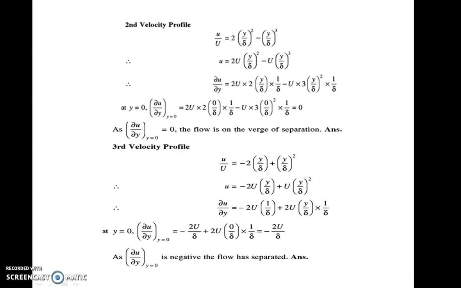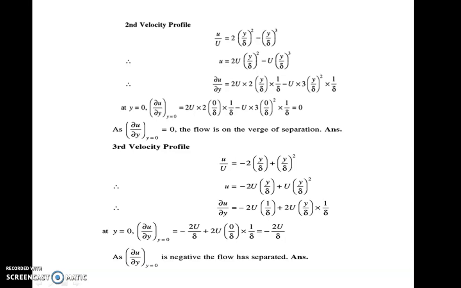But the third profile is showing you that the value of dU/dy at y equal to 0 is coming minus 2U upon delta, which is negative, and this negative sign shows that the flow has separated and it is not a favorable condition. So this velocity profile should not be preferred as the boundary layer is detached from the surface. So friends, this is about the separation of the boundary layer. Now I have already told you that separation of the boundary layer is not a favorable condition, so we have to avoid it.